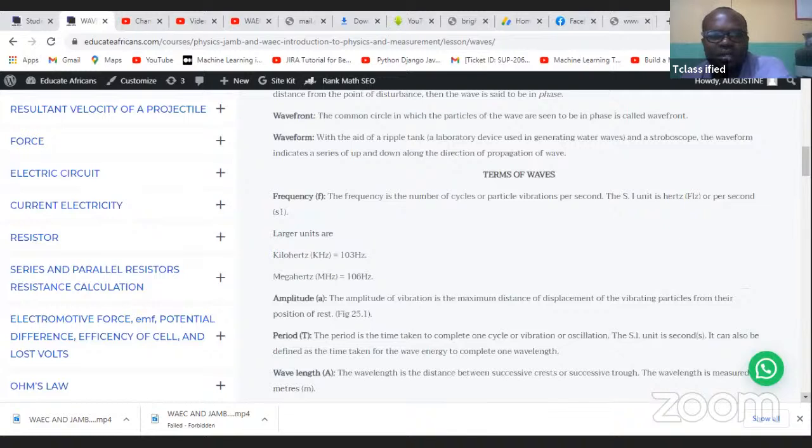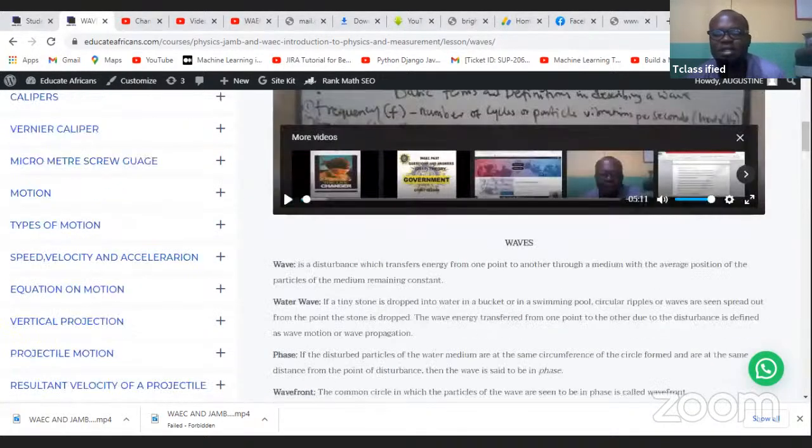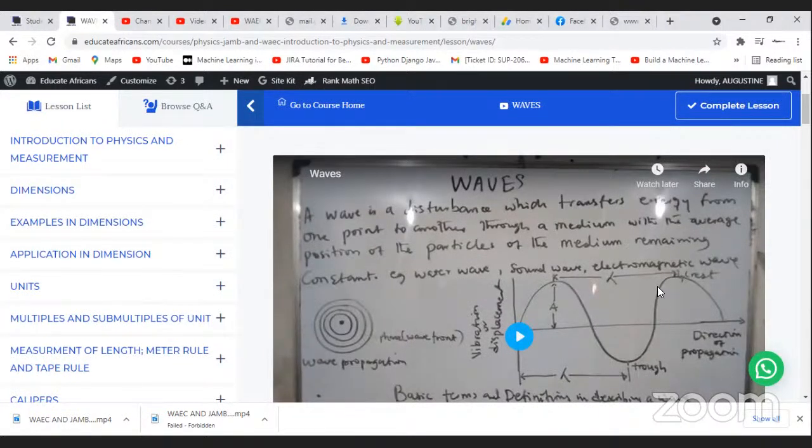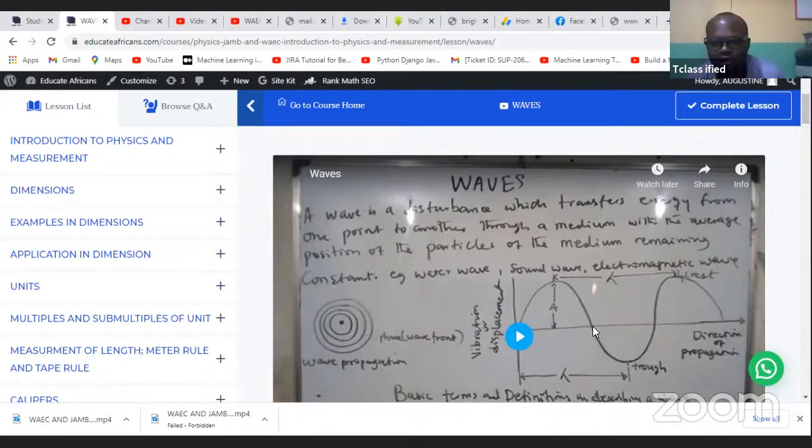Now let's talk about the terms of a wave, like frequency, amplitude, period, and wavelength. Frequency is the number of cycles or particle vibrations per second. I told you what a complete cycle is. If you're starting from here, this is half a circle, this is another half a circle. So this is a complete circle, movement from here, up here, then down here. So that is what a complete cycle is.